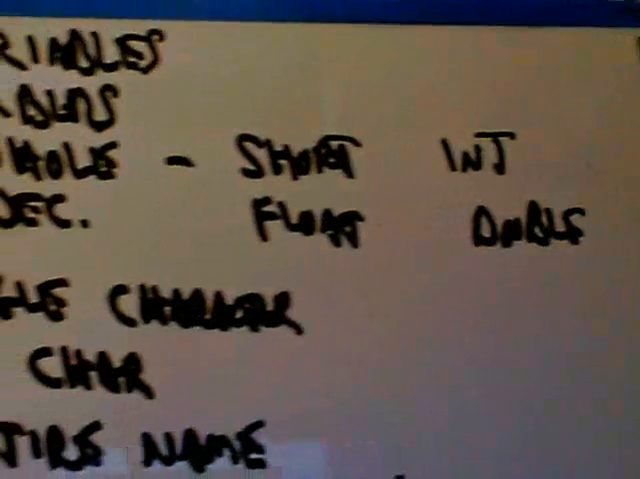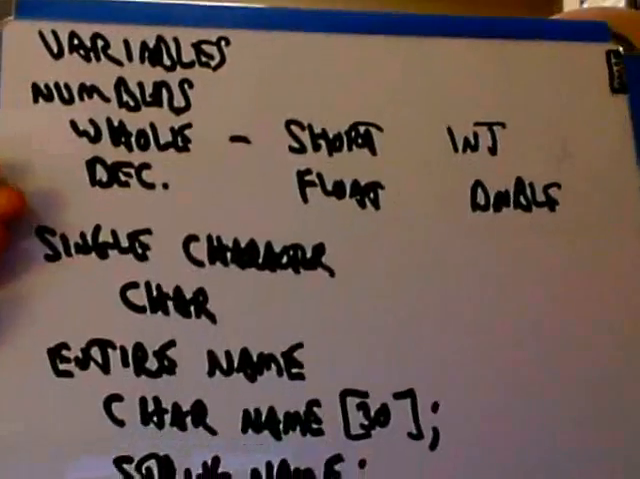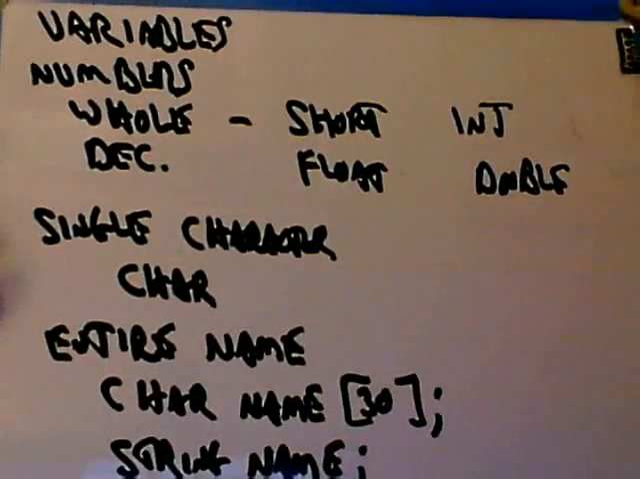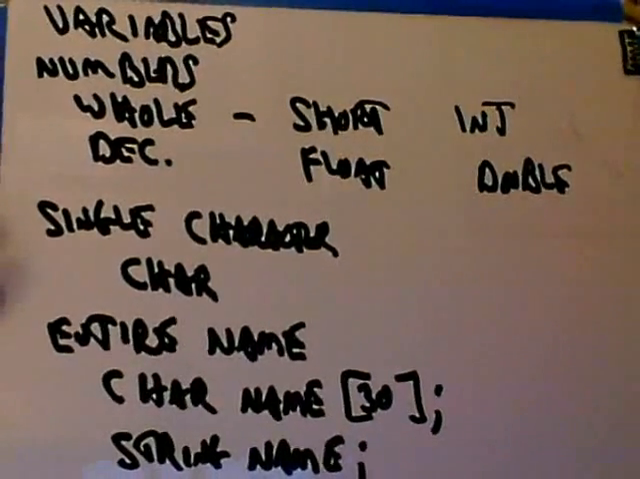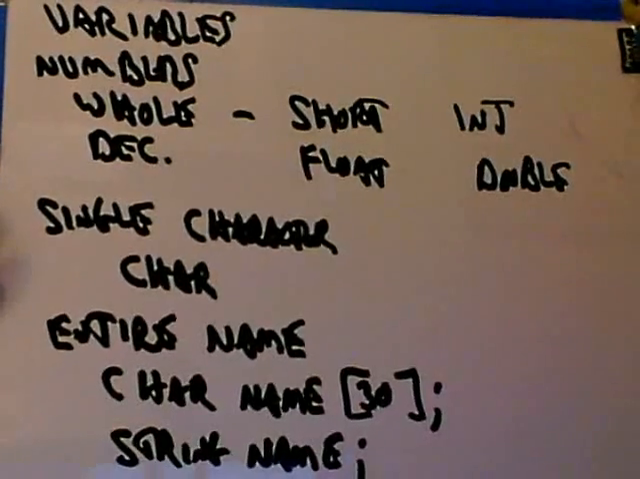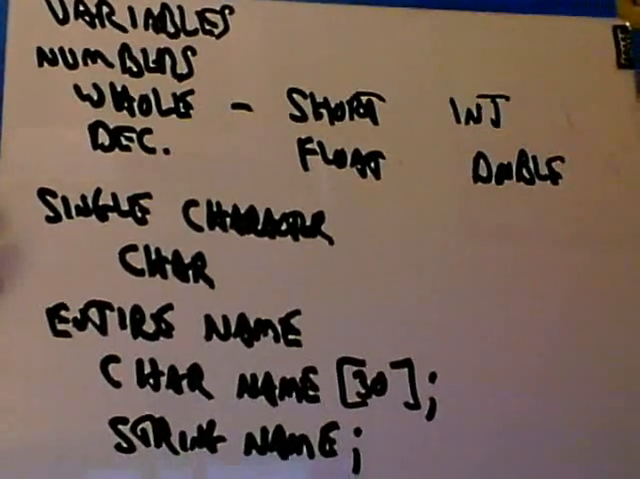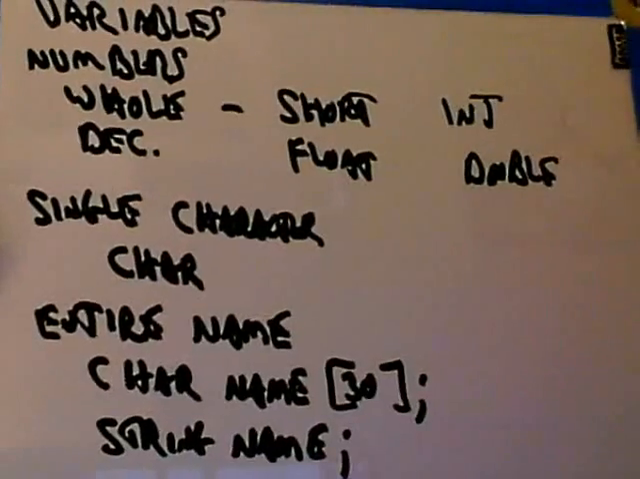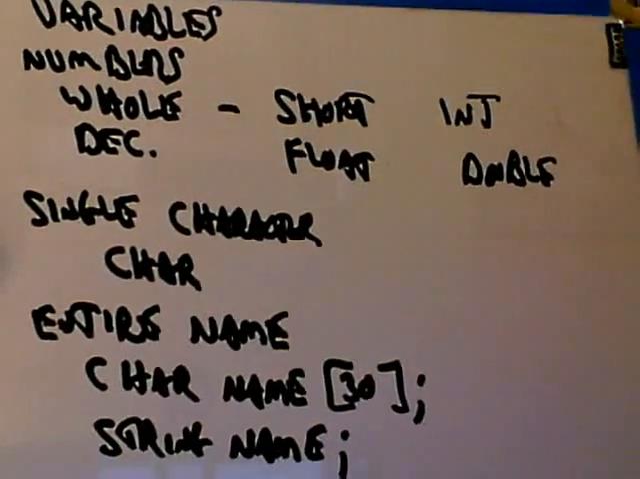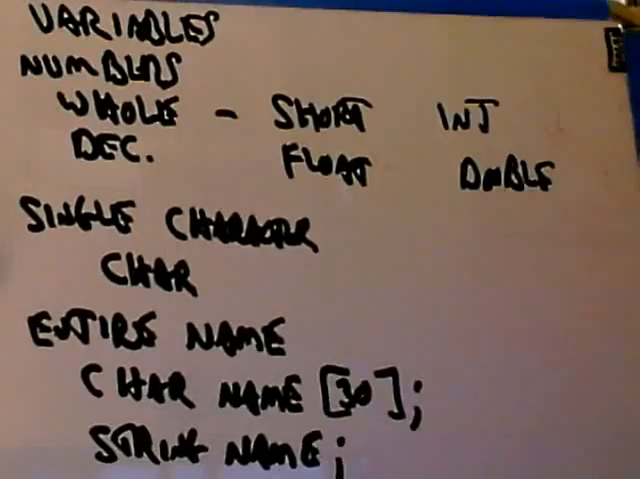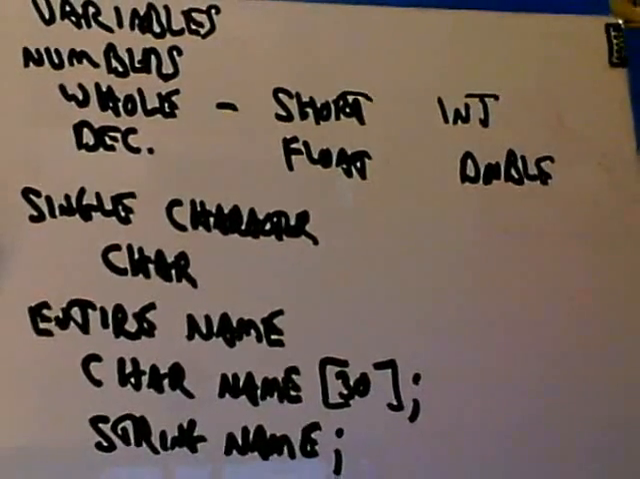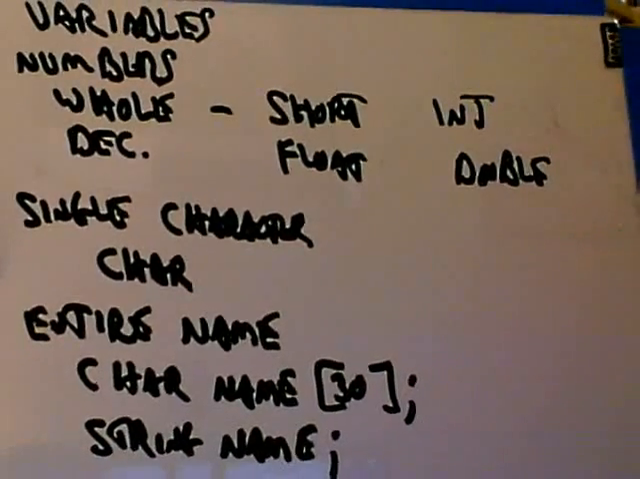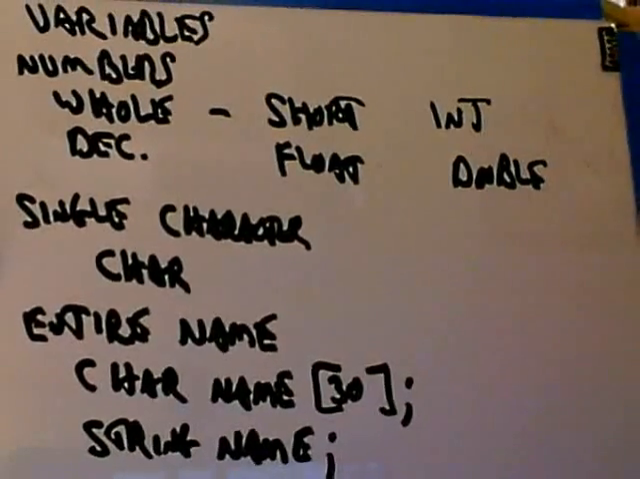When you want to create variables, the first thing you have to ask yourself is what kind of data the variable is going to hold? Let's take a look here. If your variable is going to hold numbers, you have a choice between a whole number or a decimal point number. If it's a whole number, you can create a variable of type short or a variable of type int. If it's a decimal point, you can create a variable of type float or a variable of type double.